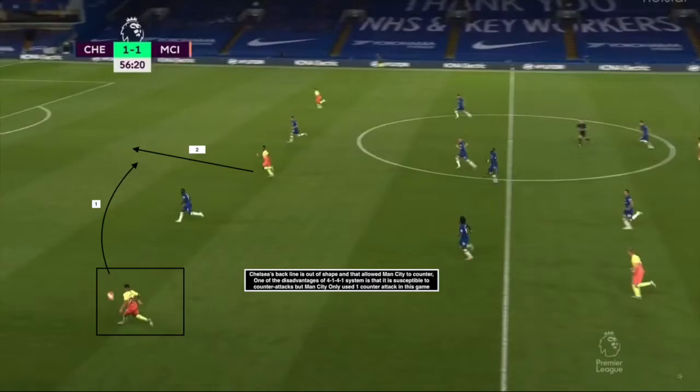One of the disadvantages of the 4-1-4-1 system is that it is susceptible to counter-attack. In this example, you can see Manchester City taking advantage of that by using the pace of Mahrez and Sterling. Here, Chelsea's backline is also out of shape. So this is how Manchester City created their goal-scoring opportunities, and this is how, as we have seen, Chelsea created their goal-scoring opportunities.